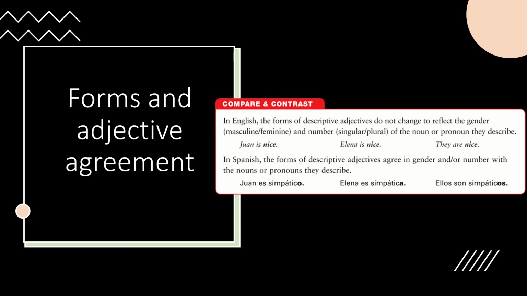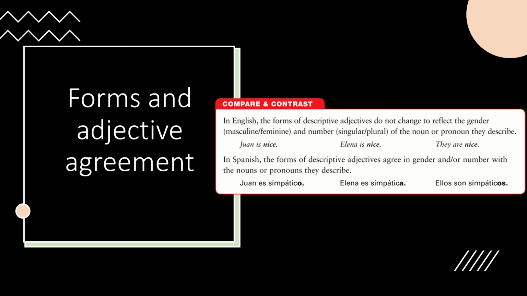In Spanish, we have to change the ending of that adjective in order to make it agree. So what that's going to look like is if we're using, once again, our same example of Juan is nice, so our adjective is nice. We have Juan es simpático. Notice that simpático, or nice, is going to end with an O because Juan is a male. Then if we look at Elena, we have Elena es simpática.